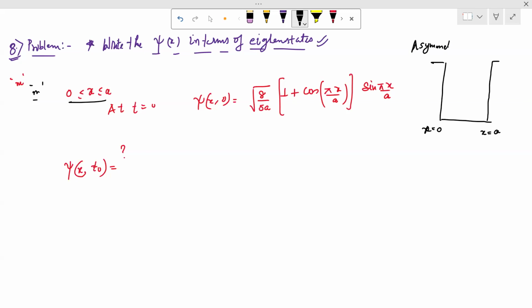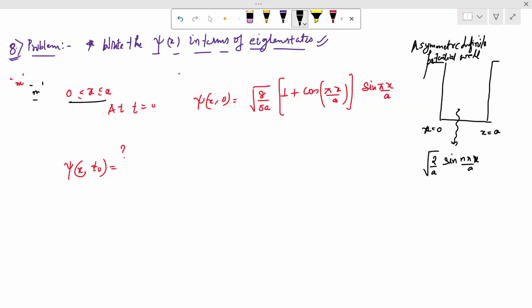This is a problem of asymmetric infinite potential well, which we have already studied. And we know what the eigenstates corresponding to this are. The eigenstate corresponding to this is root over 2 upon a sine of n pi x upon a. So the last advice that I gave you, I'm going to use that.